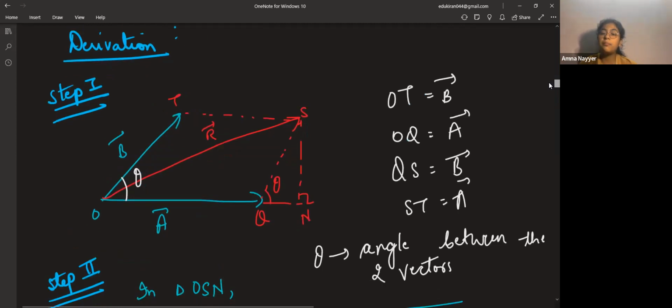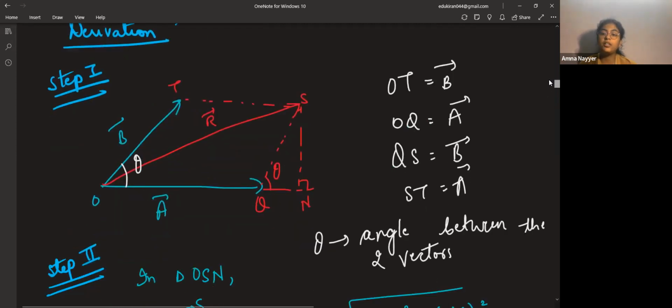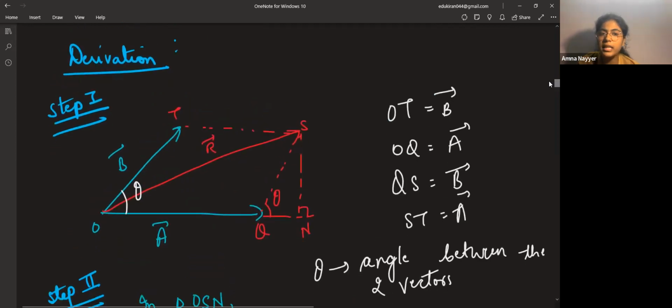So class, prepare this formula very well. You should learn this formula: under root A square plus B square plus 2AB cos theta. In the next class, I'll ask each one of you. This formula is so basic and many students forget it.